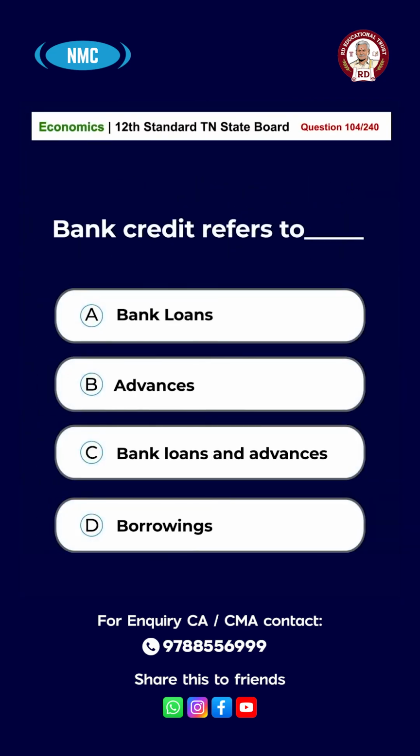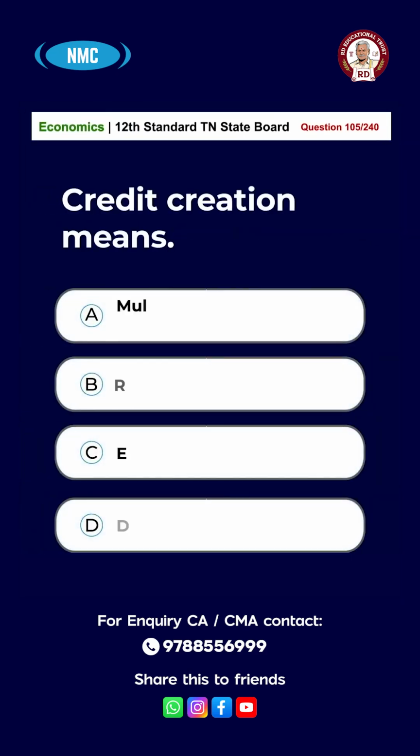Question number 104. Bank credit refers to option A. Bank loans, B. Advances, C. Bank loans and advances, D. Borrowings. The answer is option C. Bank loans and advances.